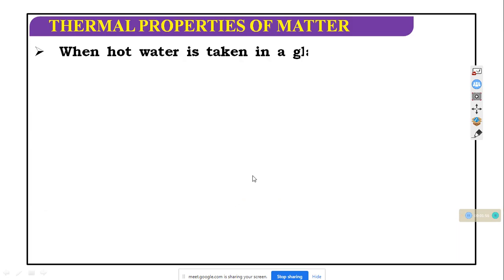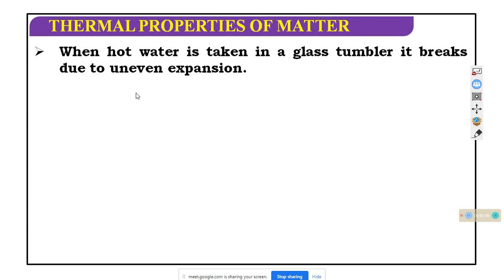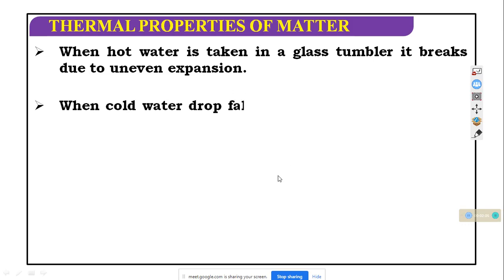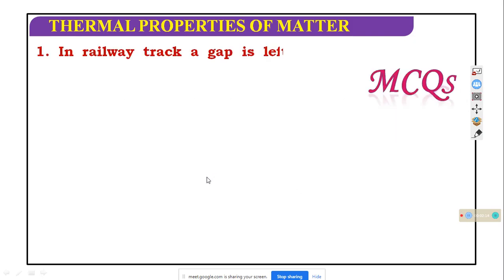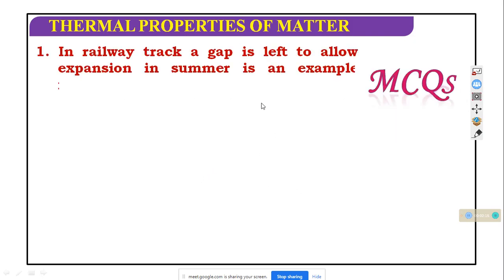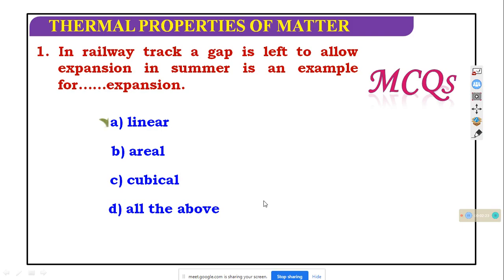When hot water is poured into a glass chamber, it breaks due to uneven expansion. When cold water drops fall on a hot glass chimney, it breaks due to uneven contraction. Okay, the railway track gap left to allow for the expansion in summer is an example of linear expansion. This is the linear expansion.